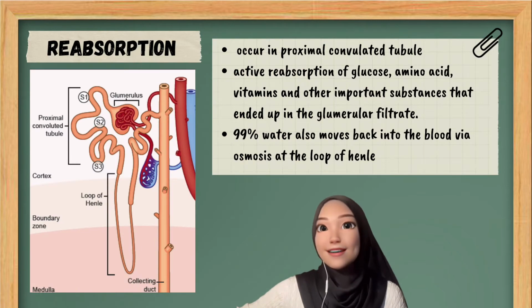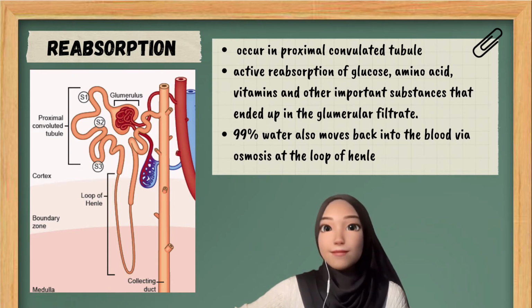Done with the ultrafiltration process, moving on to the second step of urine formation, which is the reabsorption process. Reabsorption occurs in the proximal convoluted tubule. What happens here is active reabsorption of glucose, amino acids, vitamins, and other important substances that ended up in the glomerular filtrate.